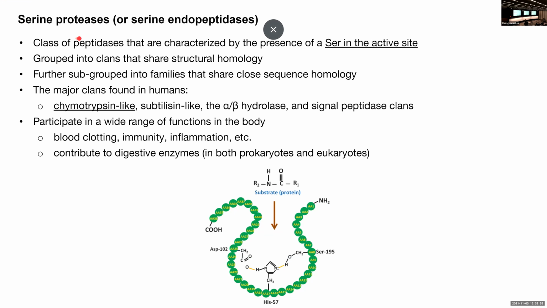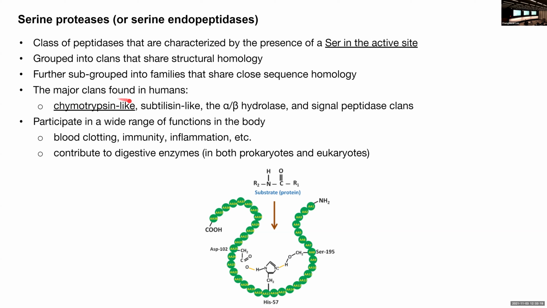As its name says, it has serine in the active site of the enzyme, and they can be subgrouped into clans. They share similar structural properties, and those clans can be subgrouped into families that share close sequence homology. The major clans, the clans that share similar structures, are chymotrypsin-like, subtilisin-like, the alpha-beta hydrolase, and signal peptidase clans.